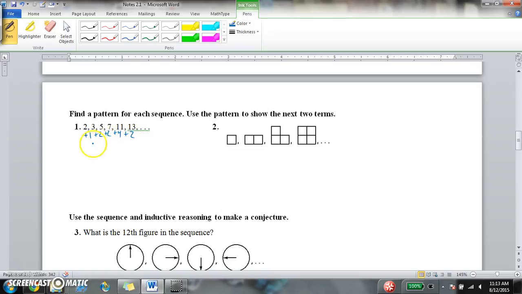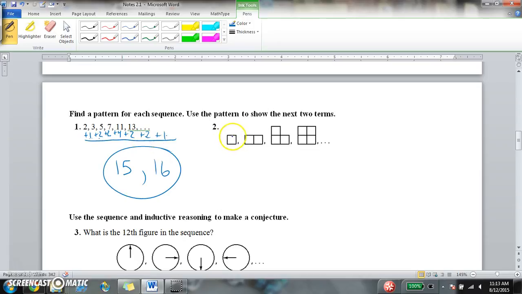So this is kind of a weird pattern here. First I'm adding 1, then 2, then 2, then 4. So it looks like it's going up, but then after 4 I go back to 2. So maybe this pattern is just a mirror of itself. I go 1, 2, 2, 4, and then back the other way: 2, 2, 1, plus 2, plus 2, plus 1. If I follow that pattern, the next two terms of my sequence would be 13 plus 2, or 15, and then 15 plus 1, or 16.